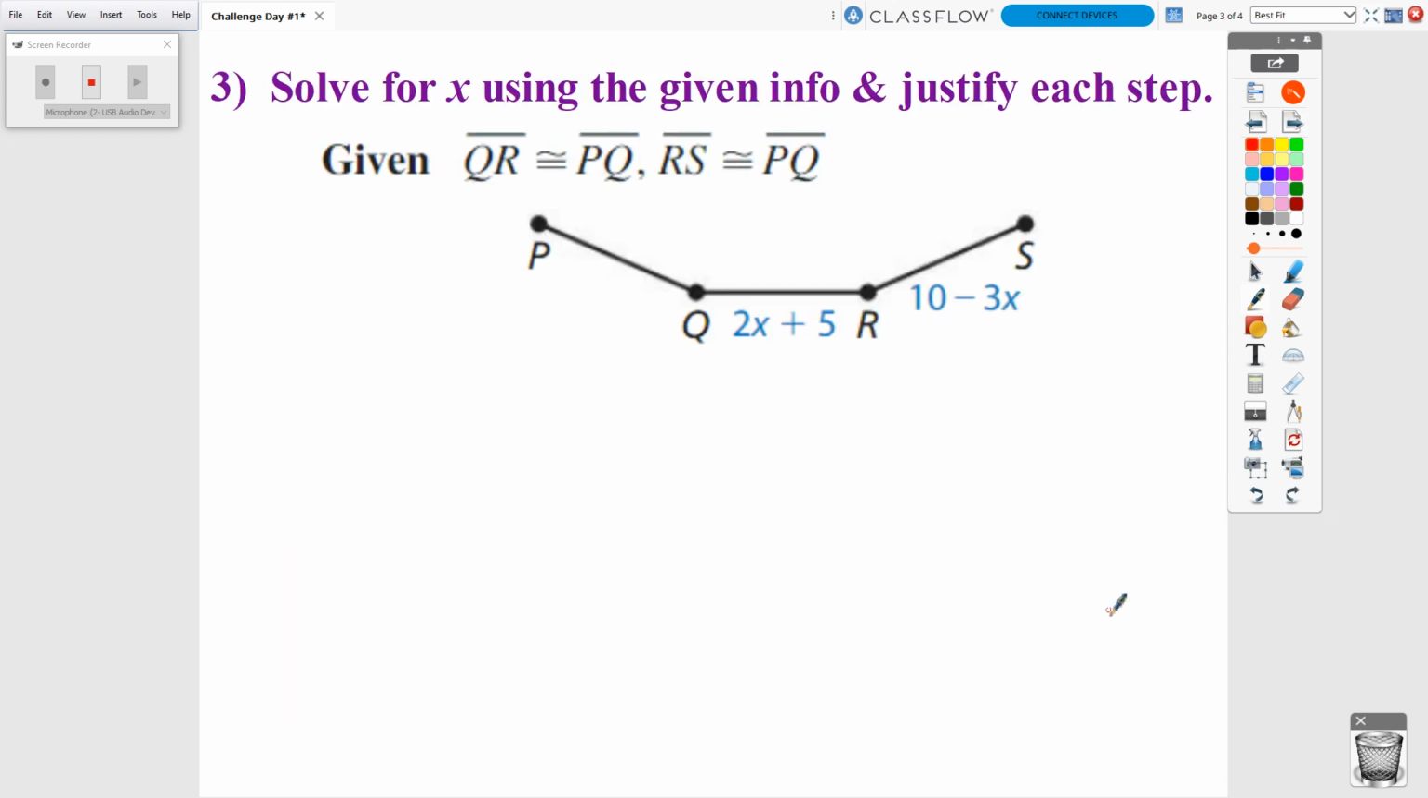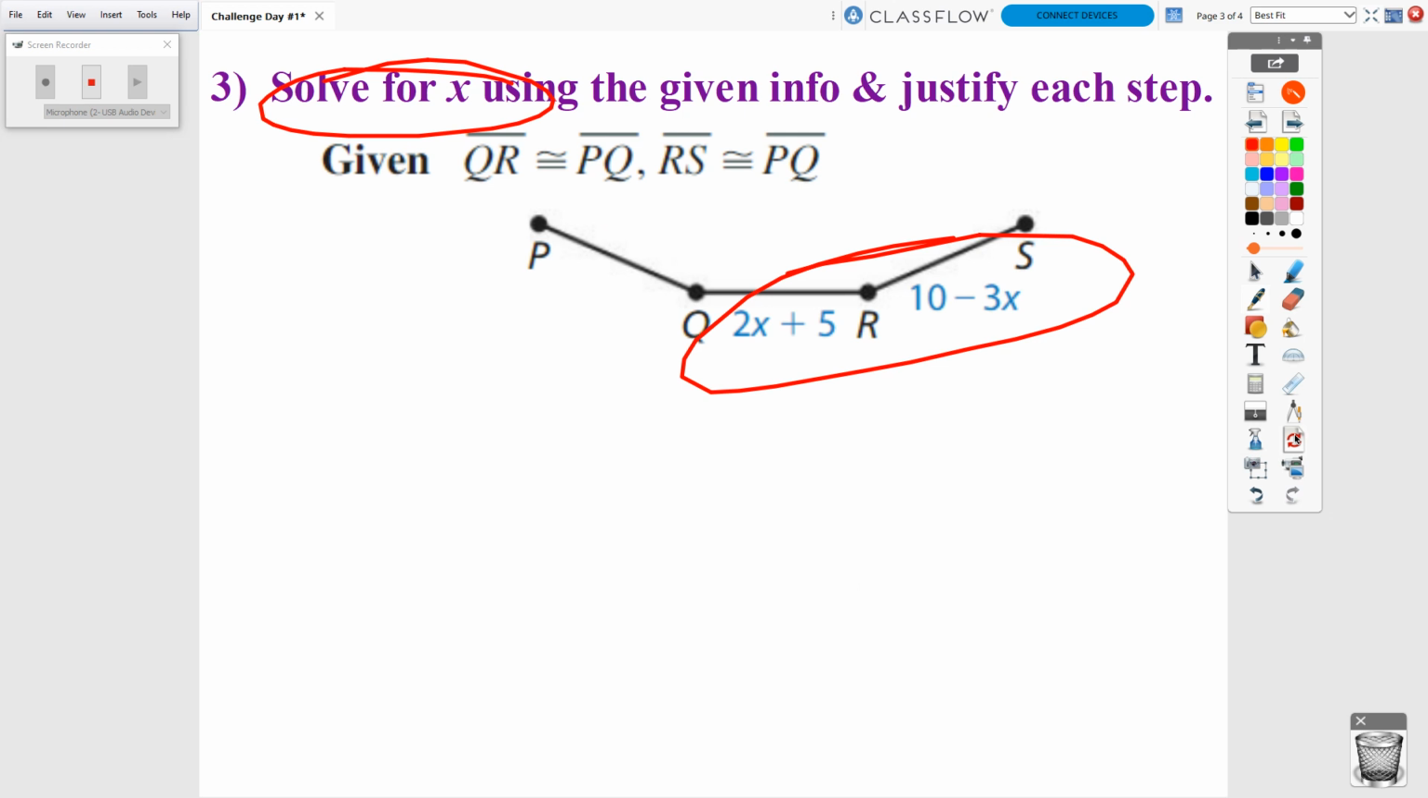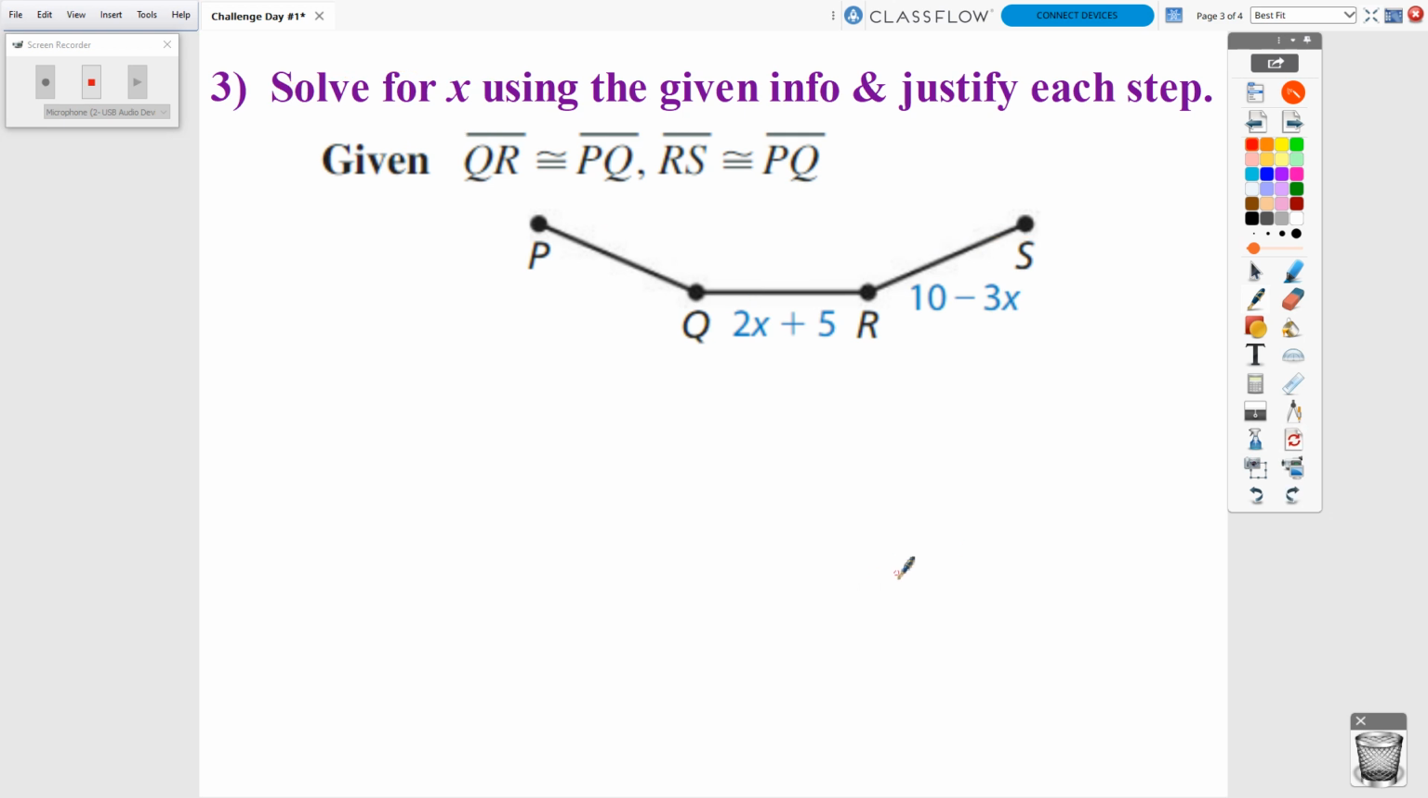Number 3, solve for x using the given information right here and justify each step. So this is going to be kind of like that practice worksheet that we did before, where we see some algebra stuff in here, right? And we're being told to solve for x, but first we're going to have to talk about some geometric stuff, all right? So in our given, I won't be lazy here. I'll write it back out.